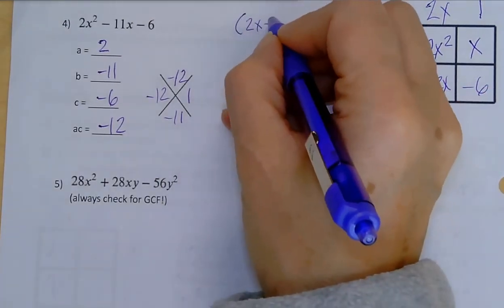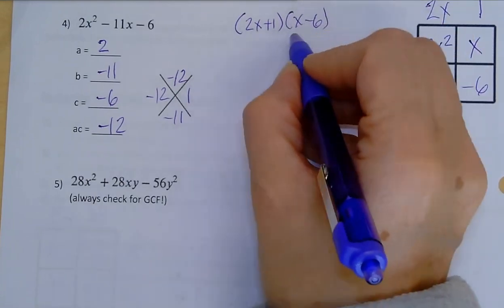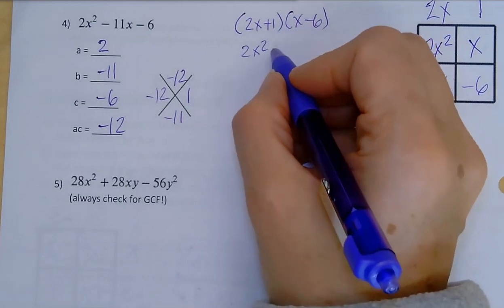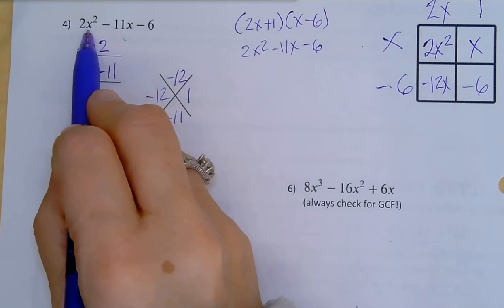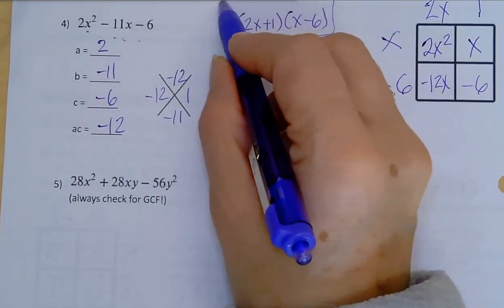My answers are 2x plus 1 times x minus 6. 2x times x is 2x squared. -12x plus 1x is -11x, and 1 times -6 is -6. 2x squared minus 11x minus 6 worked, and so I'm done.